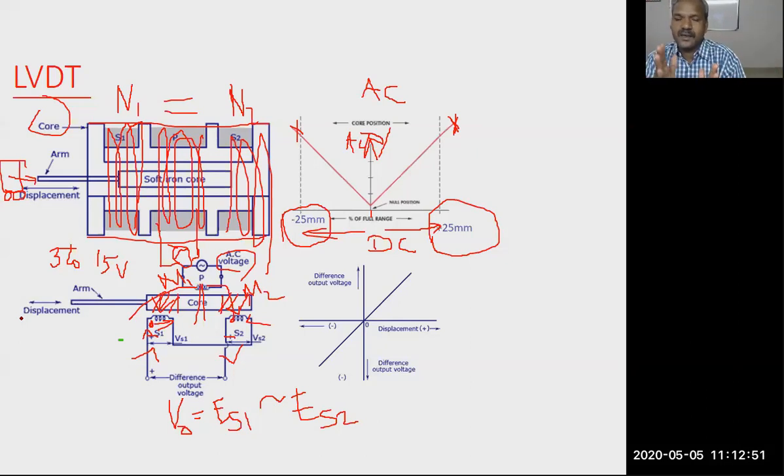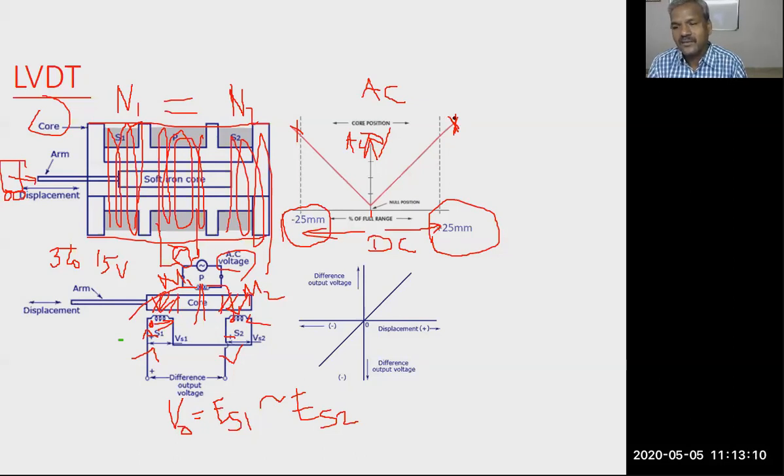If we keep the LVDT in a vertical position, we can say the core at top position and the core at bottom position, top extreme and bottom extreme. That is a simple manipulation in the wording. That's all, but the action is the same.